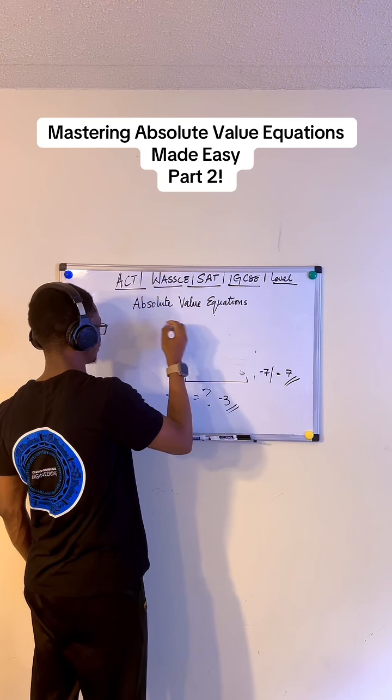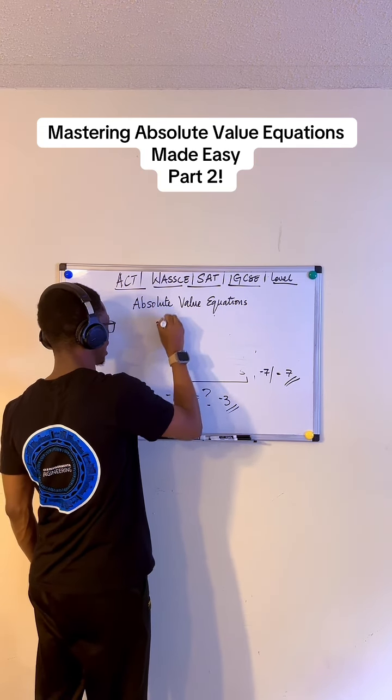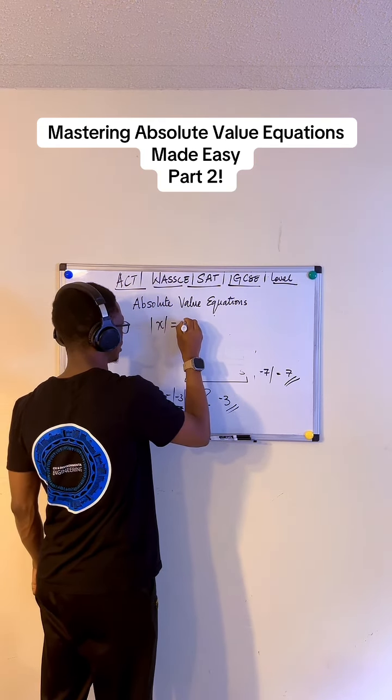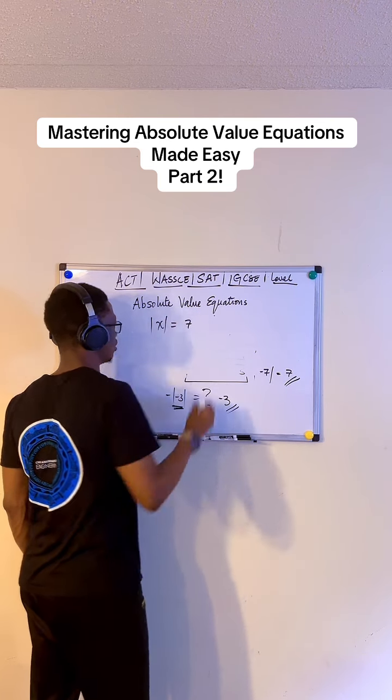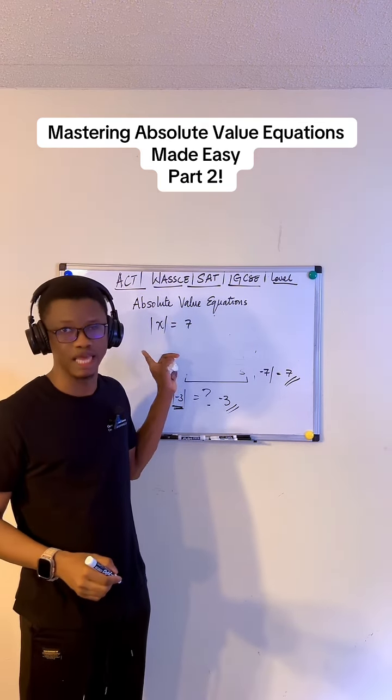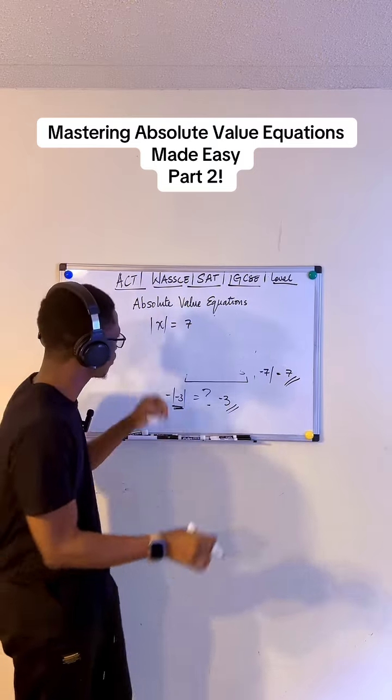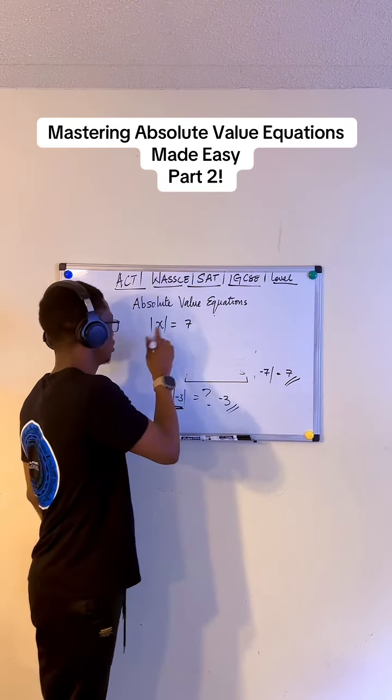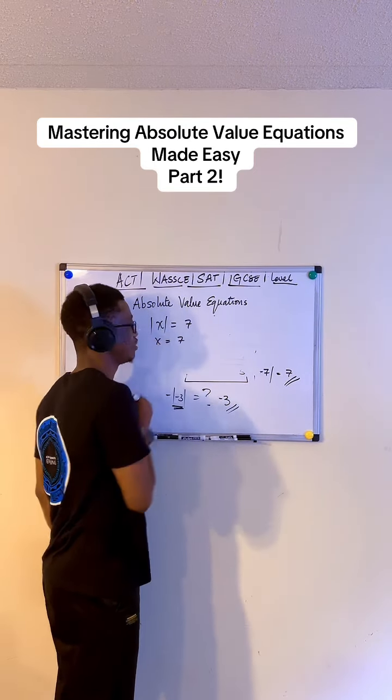So we are going to solve some problems. Let's say if we have the absolute value of x equals to, let's say, 7. If you're asked to find x here, what you should do is this. The first one, you just maintain this one. So you say x equals to 7.